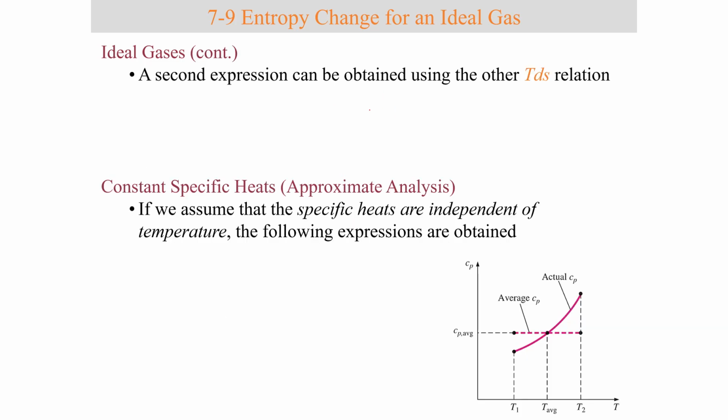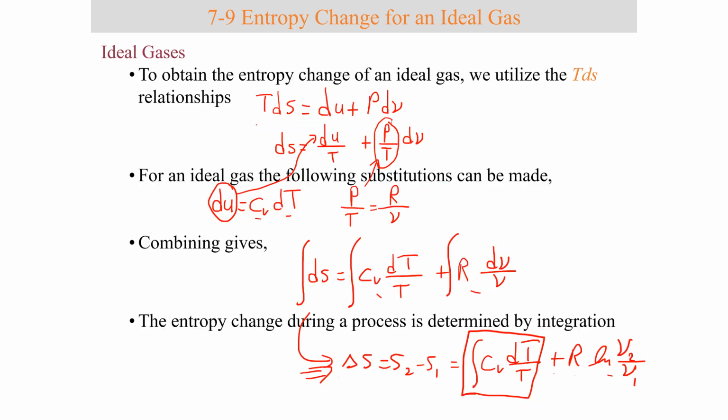And I can also use the other TdS relationship and do much of the same substitutions. I'm not going to go through the algebra, but I'll put this into the final form to find the entropy change of an ideal gas. So there are two equations for figuring out the entropy change of an ideal gas, depending on which TdS relationship we started with. We'll call this equation number 2, and we'll call this one equation number 1.